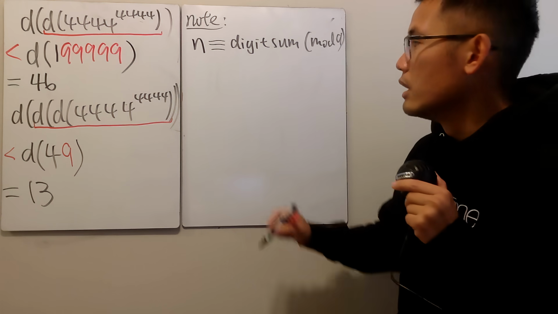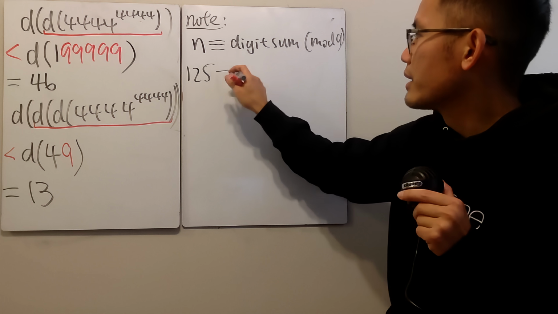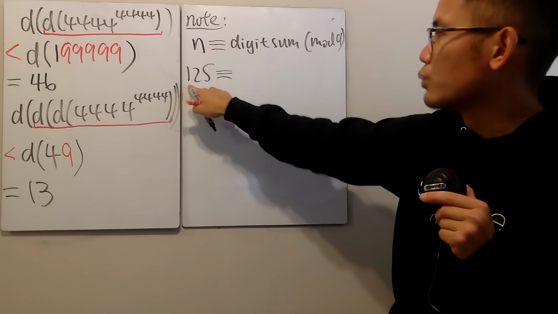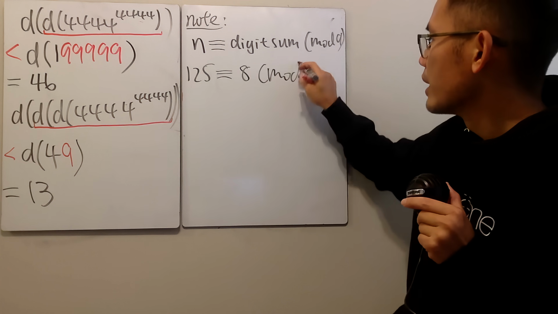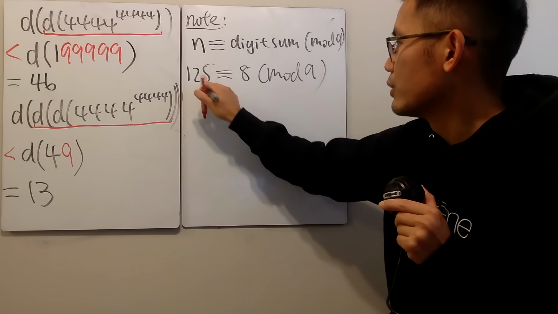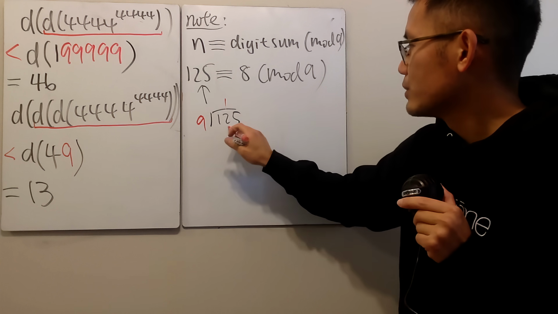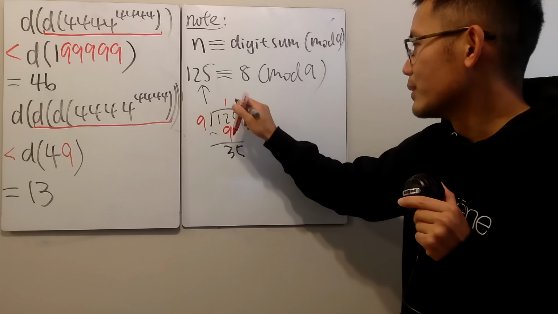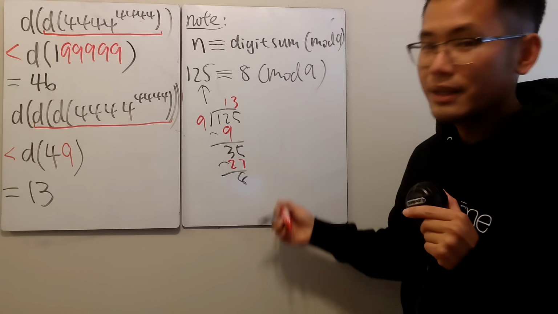For example, let's say you have the number 125 again. If you look at the digit sum, which is 1 plus 2 plus 5, that is 8, and this is true. Well, if you don't believe me, just go ahead and do the math. 125 divided by 9: 1 times 9 is 9, then we bring down 3, 5, and then we use 3, which is 27. See, told you this is true, right?